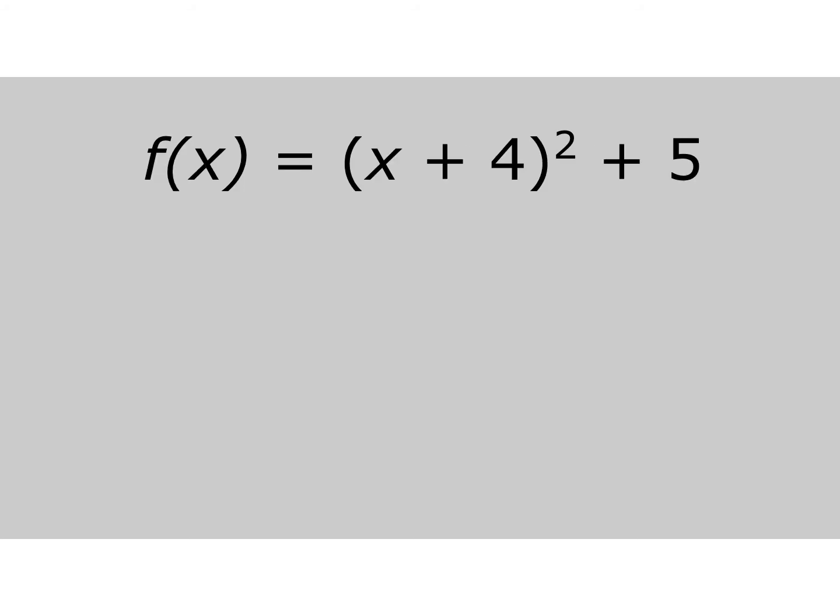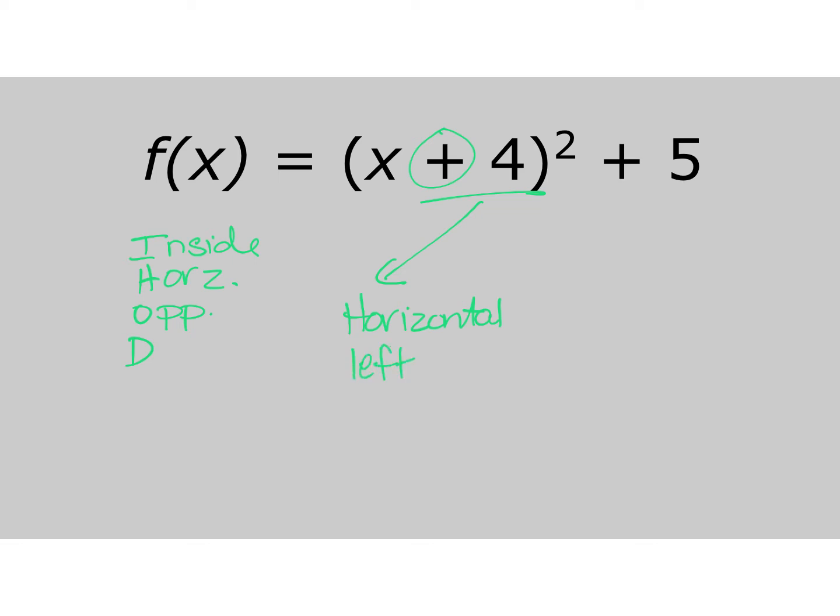If I look at another one, here I have 2 different transformations. We'll start with this one here. This is inside, so it's opposite of what you think. So we're looking at the IHOD part of it. It's inside, so it's horizontal. And it's opposite, so you're adding. Horizontally, you would think you'd be going right because of the positive, but we're going horizontal left 4 units.